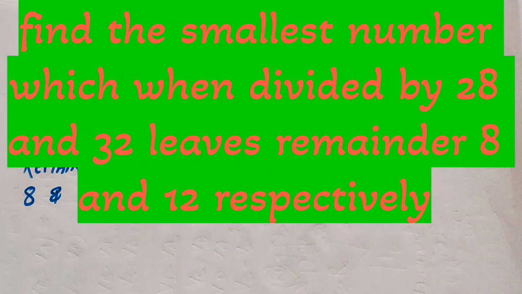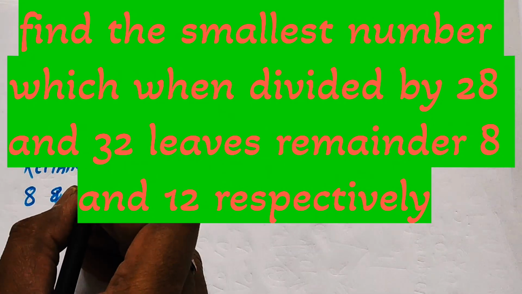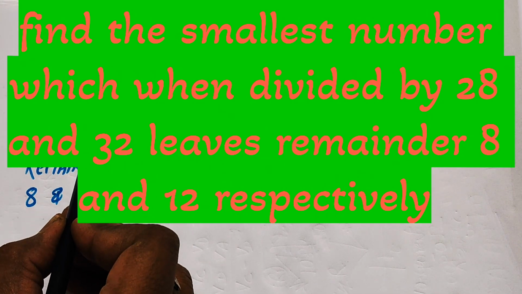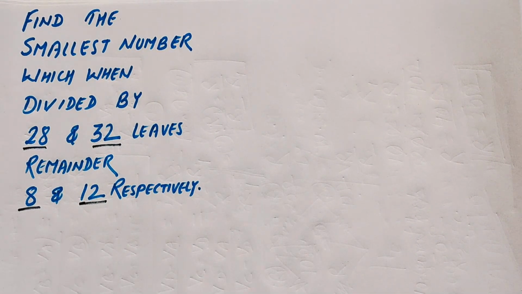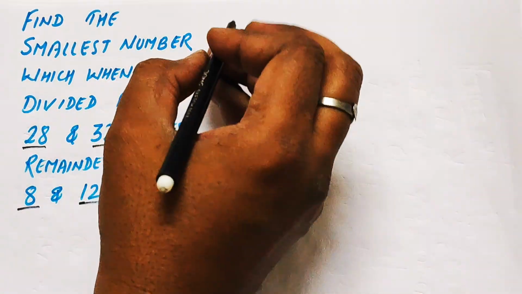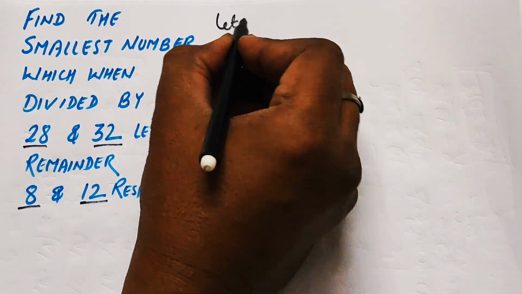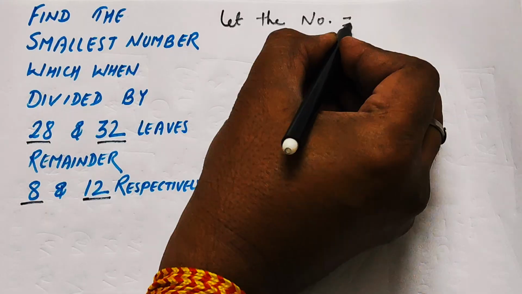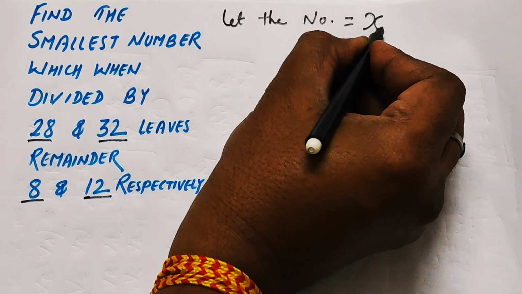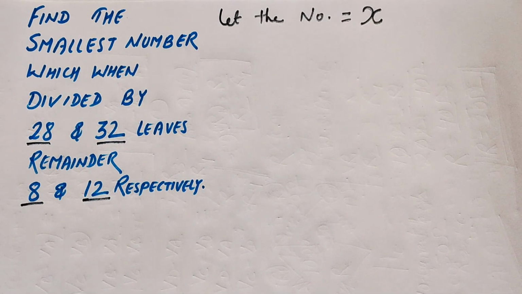In this question of mathematics, we need to find the smallest number which when divided by 28 and 32 leaves remainder 8 and 12 respectively. So mind the numbers 28 and 32 which are dividing that number and remainders are respectively 8 and 12. So let that number which we are going to identify be x, right?